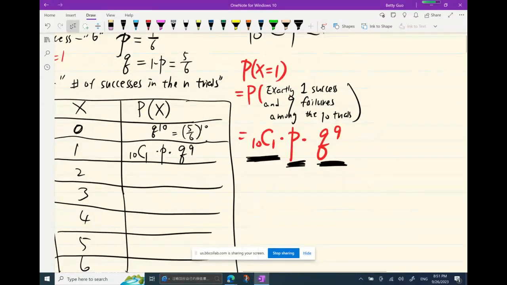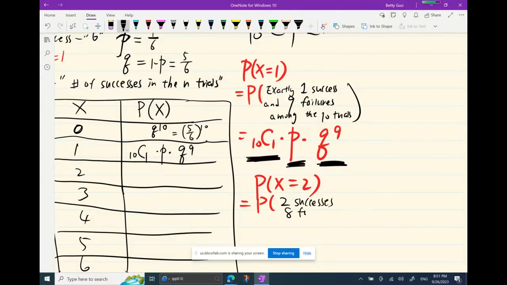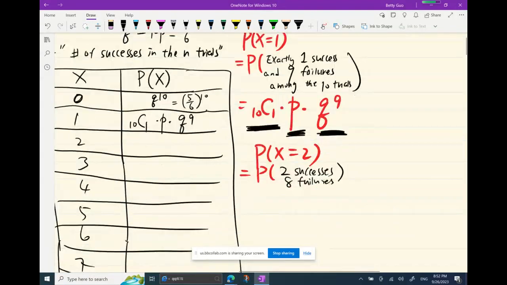Awesome. Now what about x equals 2? What's the probability of x equals 2? X equals 2 means among the 10 trials, we have exactly 2 successes and 8 failures. Which 2 trials are going to be the successes? We don't know, right? Any 2 trials could be. So that gives us this formula.